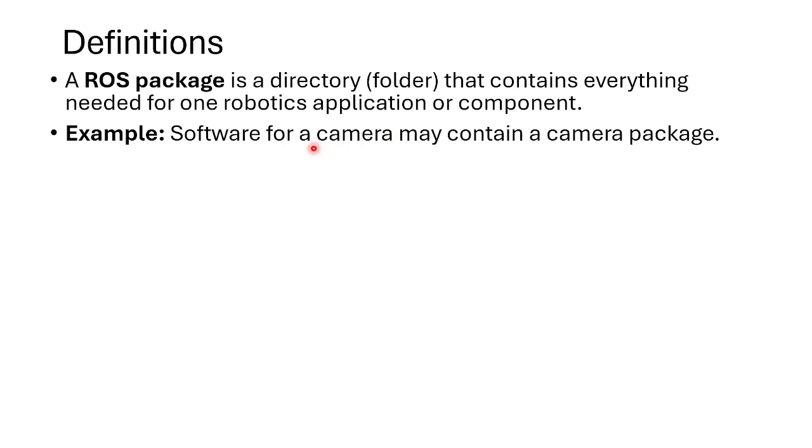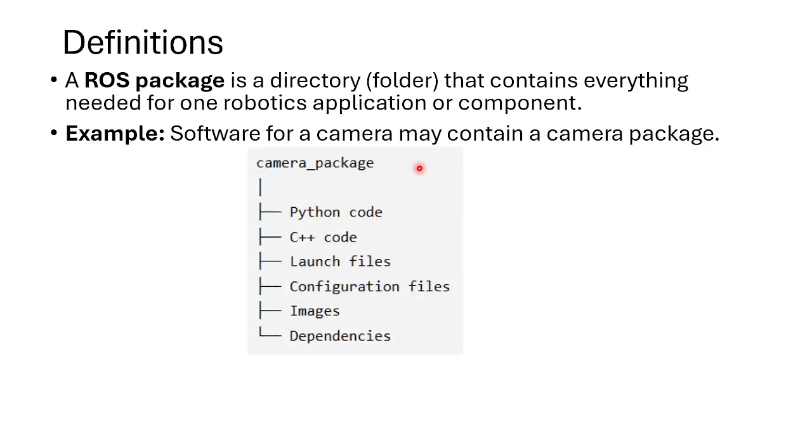An example is software for a camera, which may contain a camera package. See in this image where there is a camera package. Inside that there are different files, such as Python code, C++ code, launch files, configuration files, images, dependencies, etc. So these are all files that are relevant.